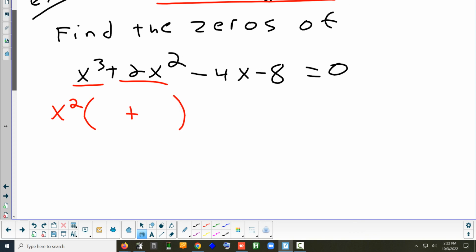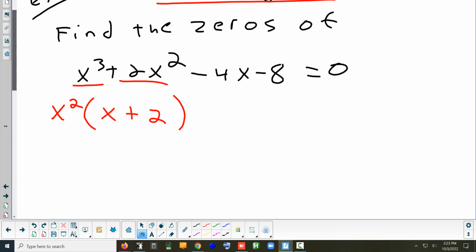Sam, if I factor out x squared from x cubed, what am I left with? Just x. And what if I factor x squared out of 2x squared? 2. Thank you very much. You can check it by just distributing it back out and see. You go right back to where you started. X squared times x is x cubed. X squared times 2 is 2x squared.